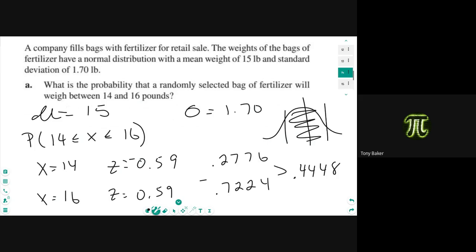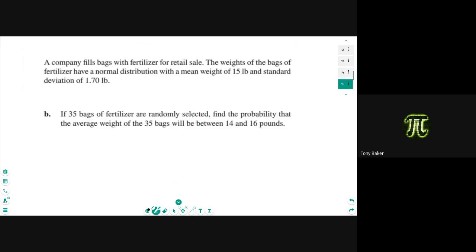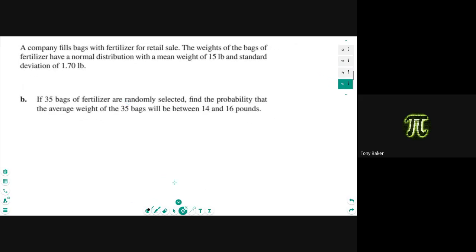Okay. So if I'm an inspector and I want to check the company, make sure that they're doing right by their consumers, am I just going to pick up one bag and check it? No, because it's just one. I'd have to do that a bunch of times, right? I'd have to do that and see the sample sizes. So let's do the same problem, but this time we're going to look at 35 bags instead of just looking at one bag.